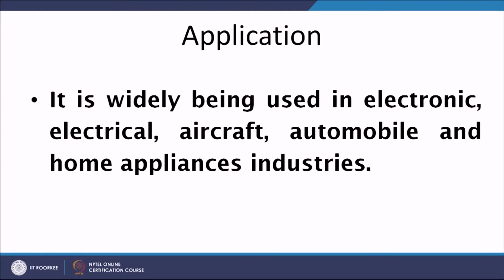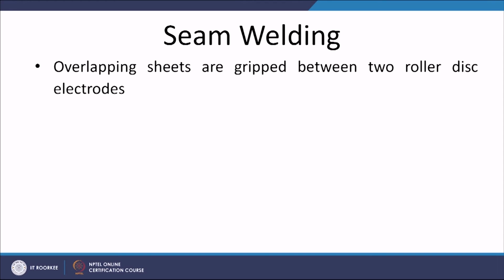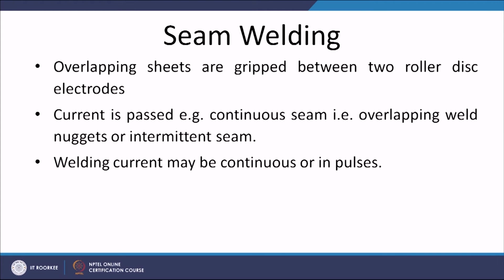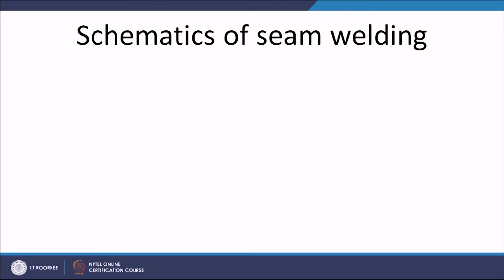Now, we will see seam welding. As I have explained, in seam welding overlapping sheets are gripped between the two roller electrodes, and then current is fed. Current may be continuous or discontinuous, so accordingly the nuggets will be formed either continuously or at certain intervals. So the welding current, as I have said, may be continuous or it may be intermittent.